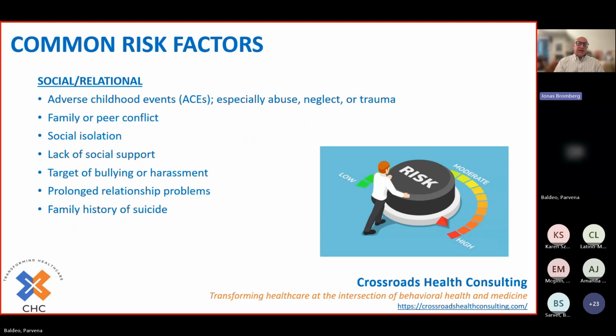At the social relational level, we know that youth exposed to adverse childhood events, those lacking in social support, experiencing social isolation or bullying, those in families or peer groups where there's a lot of conflict, are also at significant risk. And family history of suicide is a very important risk factor.